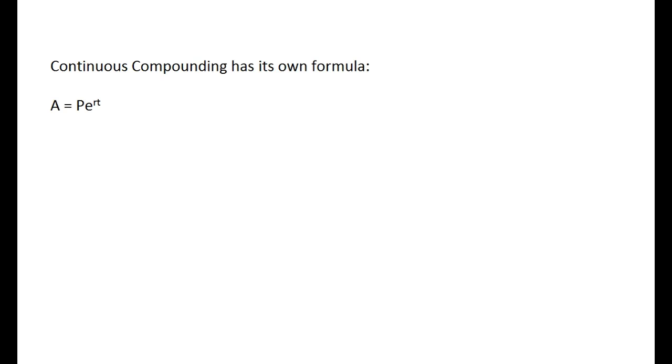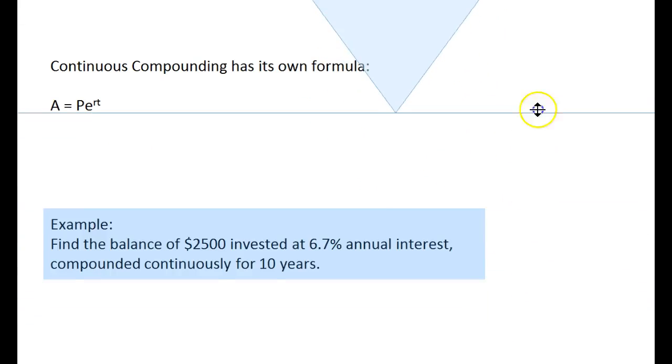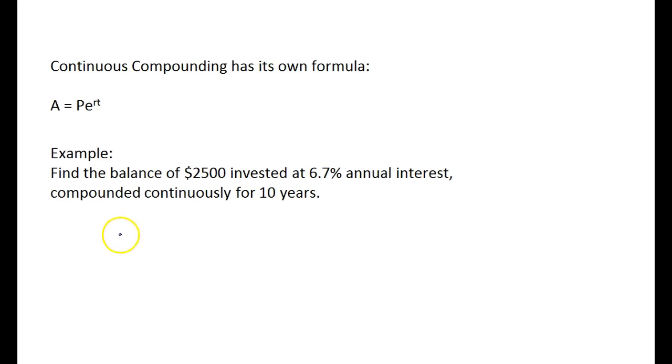Well, if it's a better deal compounding daily instead of monthly, what would it be like if you compounded it an infinite number of times per year? That's called continuous compounding, and it has its own formula. A equals P times e to the rt, fondly known as the PERT formula. So we can do an example of this, and this is actually easier to use.